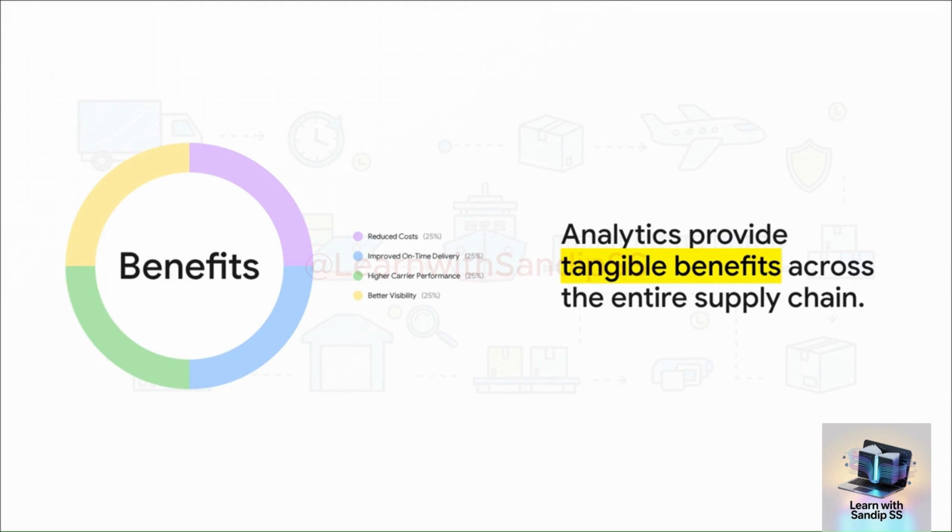So what's the big payoff for doing all of this? I mean, what does all this data and process control actually achieve? Well, the benefits are huge. We're talking reduced costs for sure. You get much better on-time delivery rates. You can actually measure your carrier performance, which is a game changer. And overall, you just have so much better visibility into your entire operation.